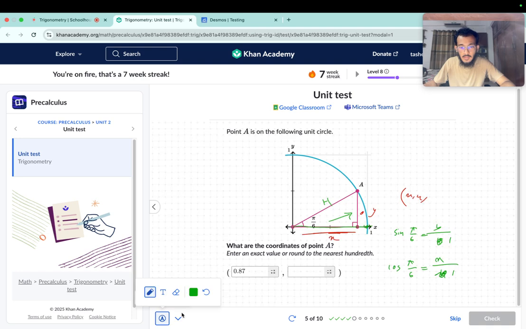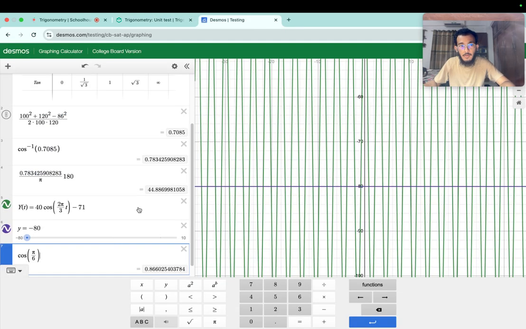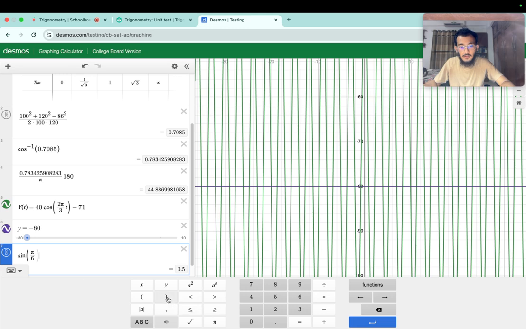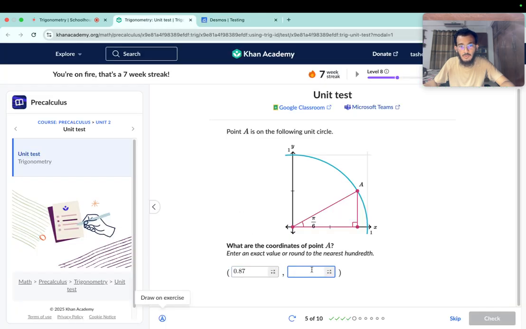And as you can see, the y value is the same as the sine of that. So sine pi by 4 is the y coordinate. Sine pi by 6, not pi by 4, my bad. It is 0.5. So 0.5, because nearest hundredth means 0.50.